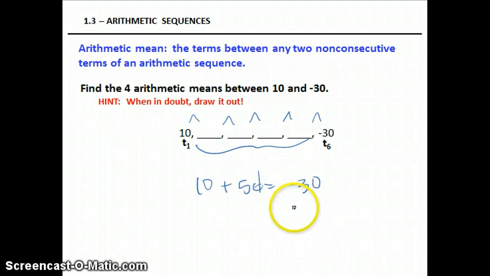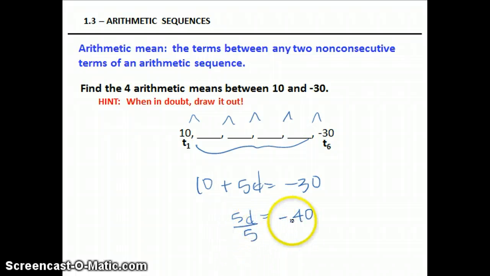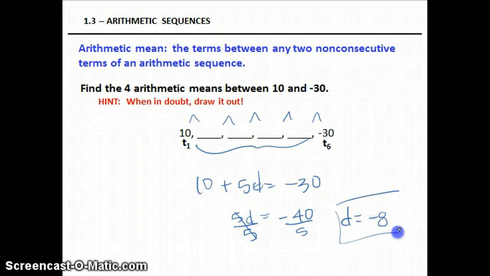Now this is really simple because it's very basic algebra. All I have to do is solve for d. I will subtract 10, so I have 5d equals negative 30 minus 10, which is negative 40. And then I'm going to divide by 5. So my common difference is negative 8. That's how we find the common difference. We have to use the arithmetic means.